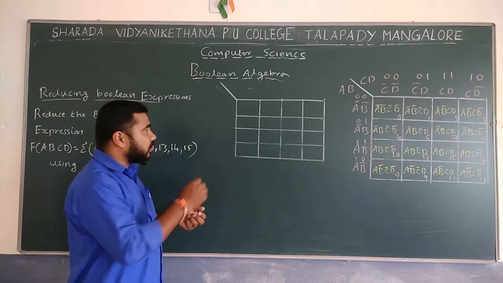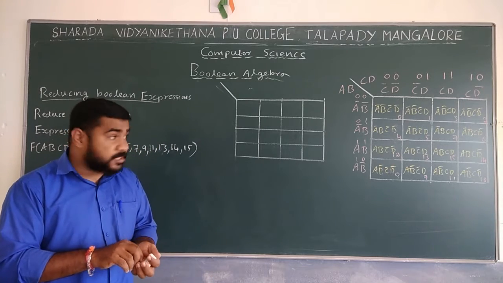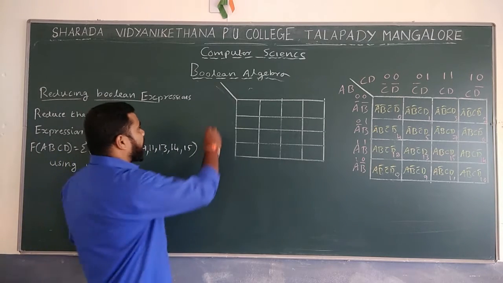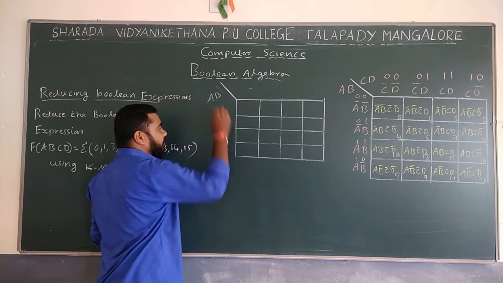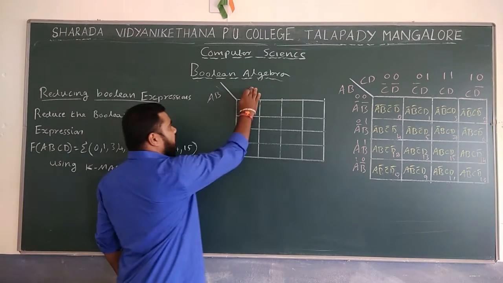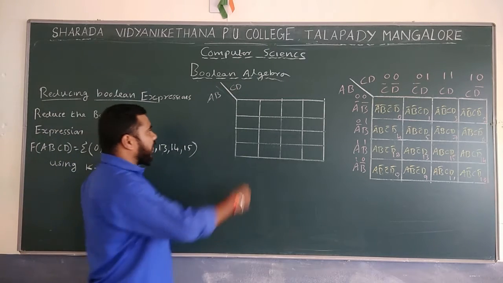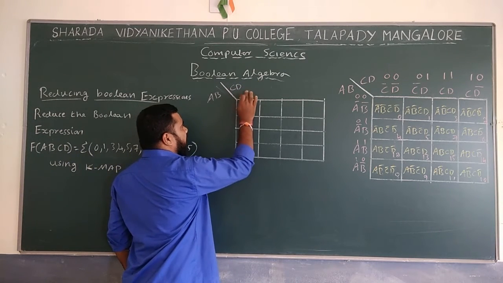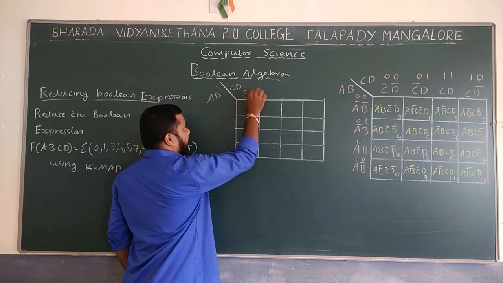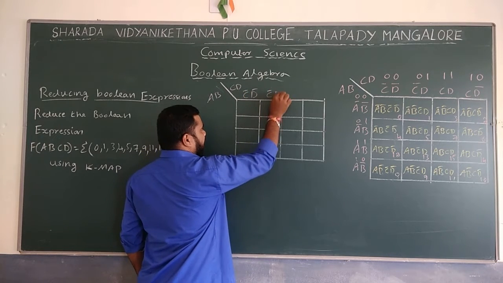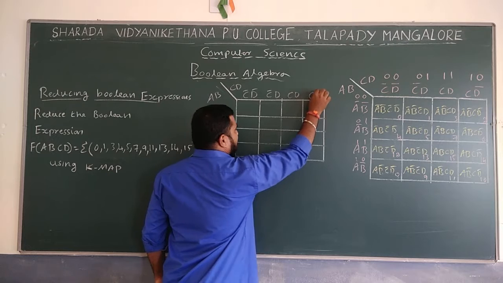First you have to construct the skeleton of the K-map. Here the variables are A and B, and on this side C and D. So the variables are A and B, C and D. I will write the values here: C dash D dash, C dash D, C D, C D dash.